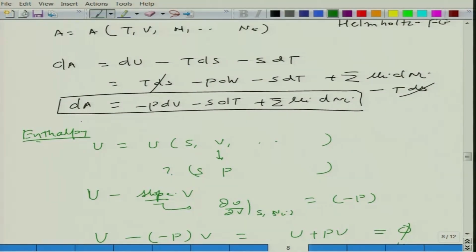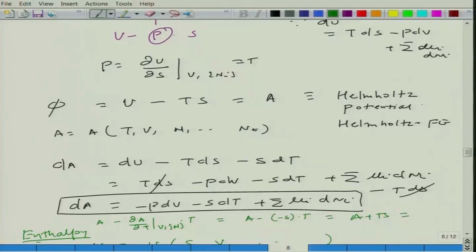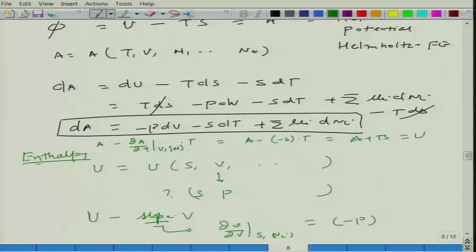So, you can get back A minus del A by del T at constant V and n multiplied by T, and this is going to be A minus del A by del T, which is nothing but minus S, times T, and this by definition is A plus TS. If you look at the definition of A, here A plus TS is nothing but U. So, you could do the same exercise for the Helmholtz free energy as well.